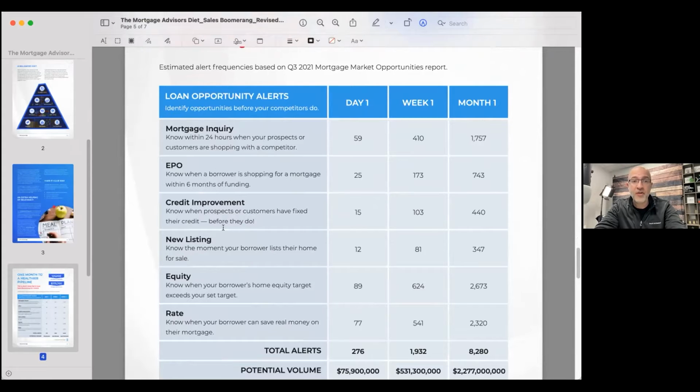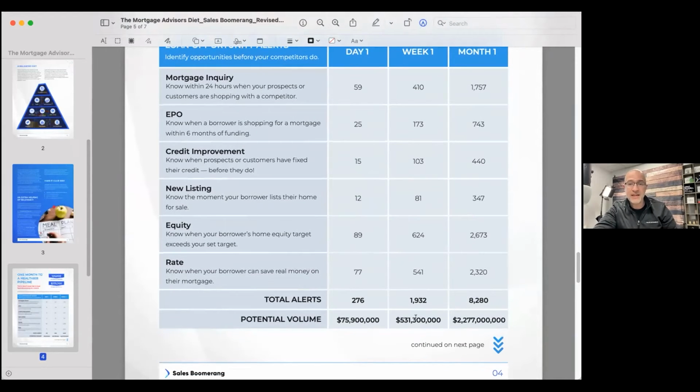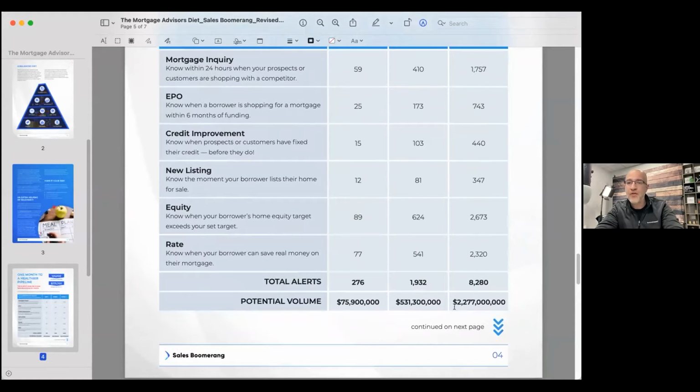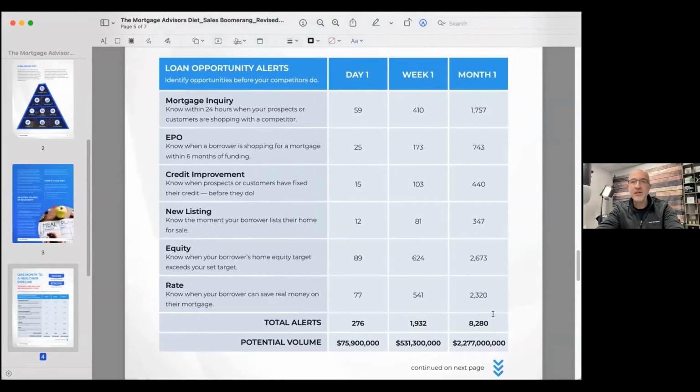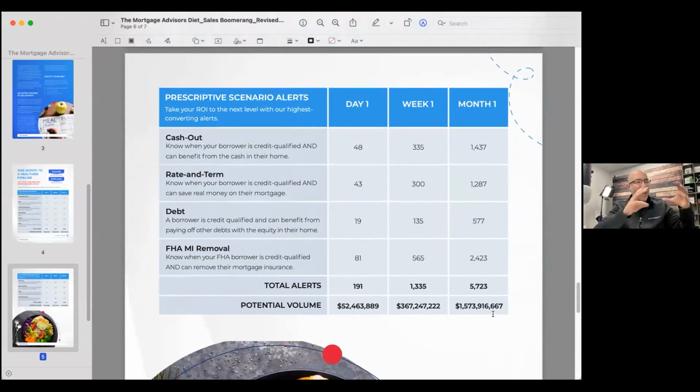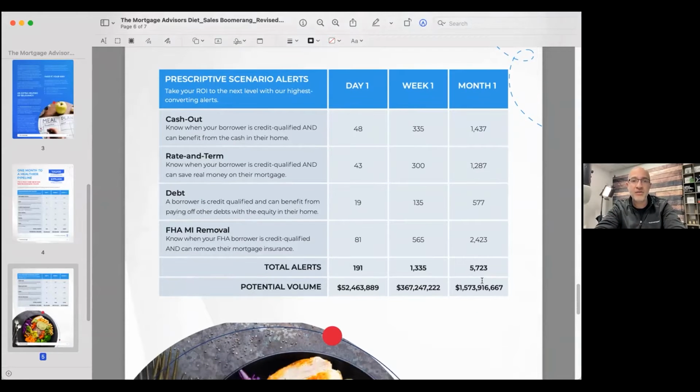And if you have all these different alert types, you can in 1 day expect to have 276 opportunities for your team. In 1 week, having these different alert types, you can expect to have 1,932 opportunities. And then in 1 month, you can expect 8,280 opportunities, right? So potential volume of over $2 billion, literally in 1 month, right? So maybe we can't make our average producers elite producers overnight, but we can at least in an overnight fashion give our team those kinds of opportunities, right?